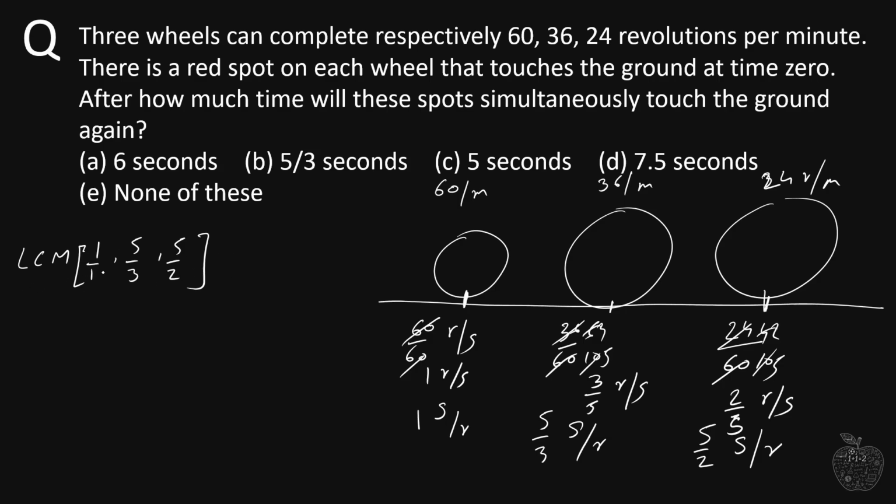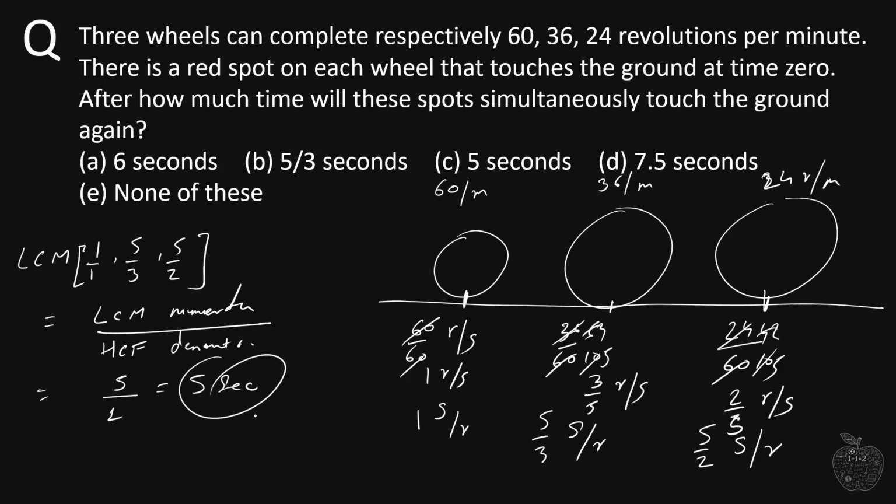In order to calculate the LCM of fractional values, we first have to calculate the LCM of the numerators, and then divide it by the HCF of the denominators. This is how we can calculate the LCM of fractional values. So the LCM of the numerators 1, 5 and 5 will be 5 only, and the highest common factor of the denominators 1, 3 and 2 will be 1 only. So 5 by 1, which is 5 seconds. That means after 5 seconds all these spots simultaneously touch the ground. So this is our required answer. Option C is the correct one.